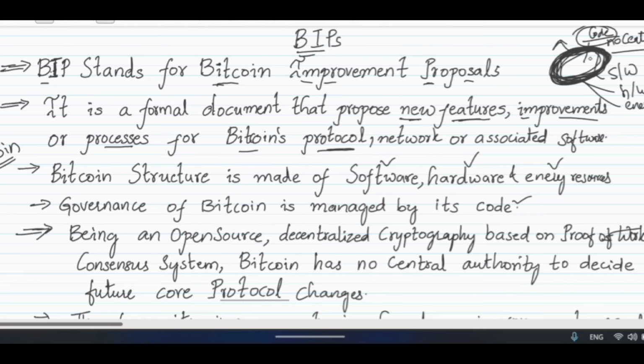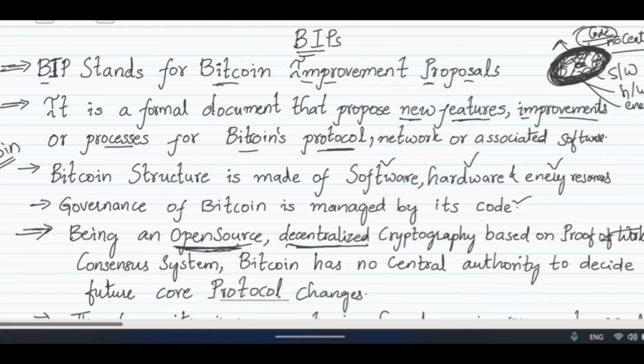See, Bitcoin is open source and decentralized. Open source means it is available to everyone. Decentralized means it doesn't have any central authority. It means that all the nodes will have equal governance, and there is no central authority.